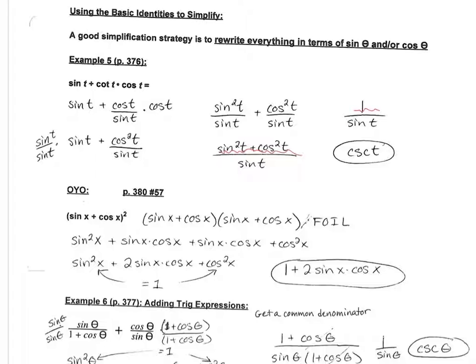We have sine plus cosine of x all squared. So my advice to you whenever you have a binomial squared is to rewrite it side by side so that you can see the FOIL coming out of that. Sine squared plus sine times cosine plus another sine times cosine. That comes from the inner and the outer, or the OI, like we like to say, of FOIL. And then the L of FOIL is cosine times cosine, or cosine squared.